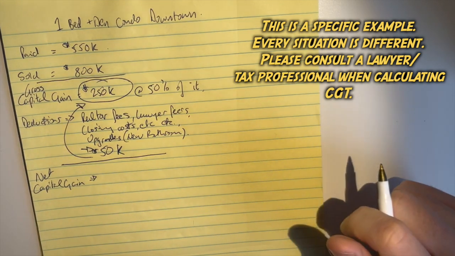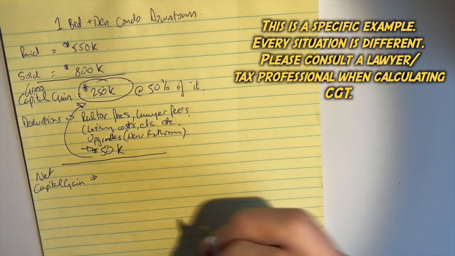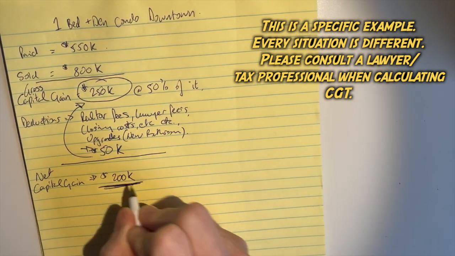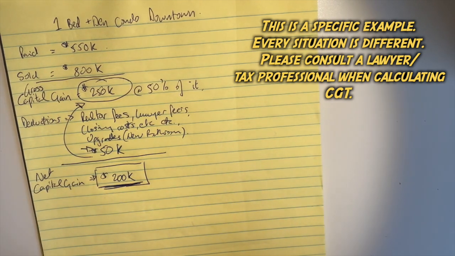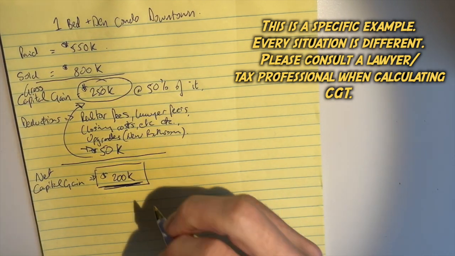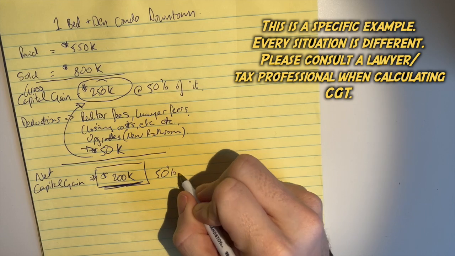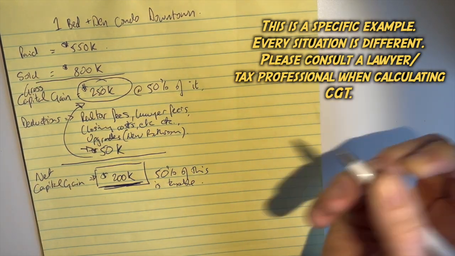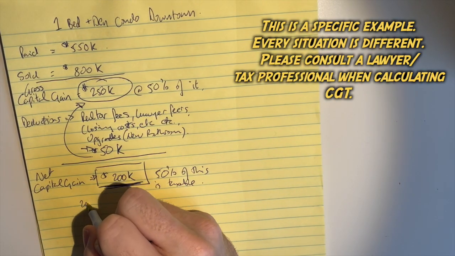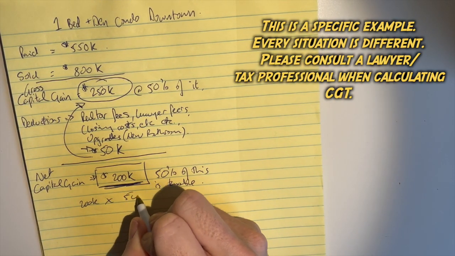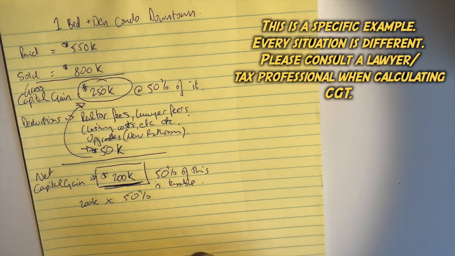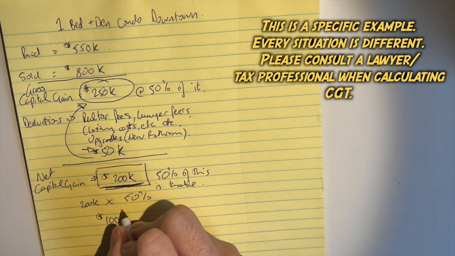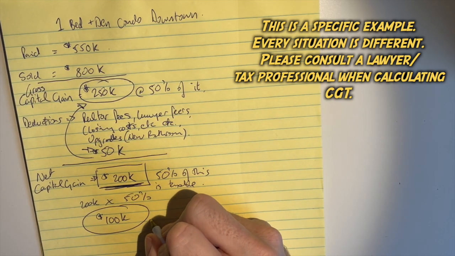And let's double check that you can see everything that I'm doing. You can. Again, atrocious handwriting, I apologize. $200,000 is your actual capital gain there. Great. So as we said, 50% of this is taxable. What's 50% of $200,000? That's 200K by 50%. You can multiply by 0.5, you can divide by 2, whichever way you want to do it. That's going to give you $100,000 that will be taxed.